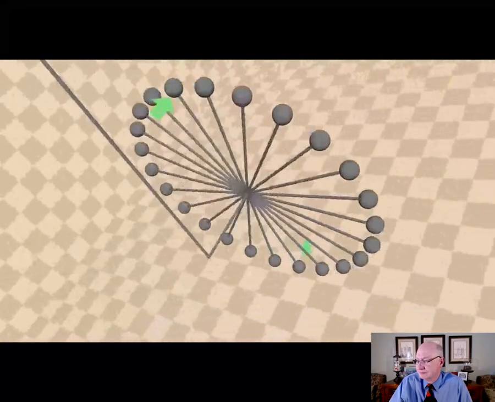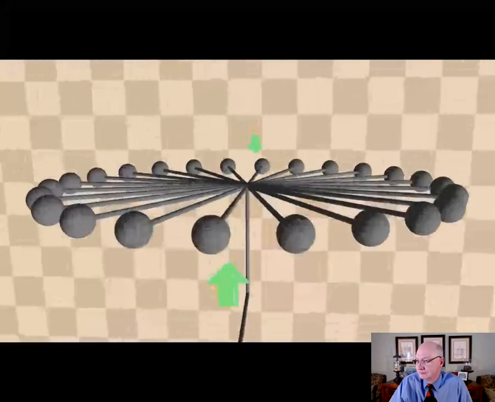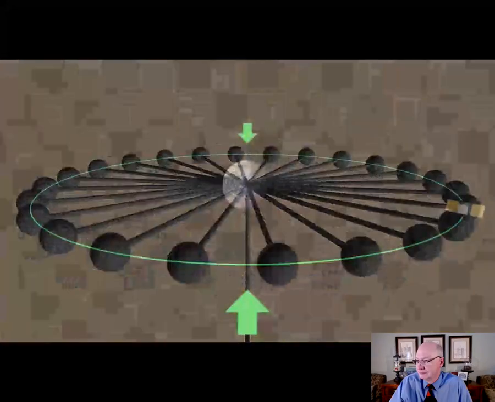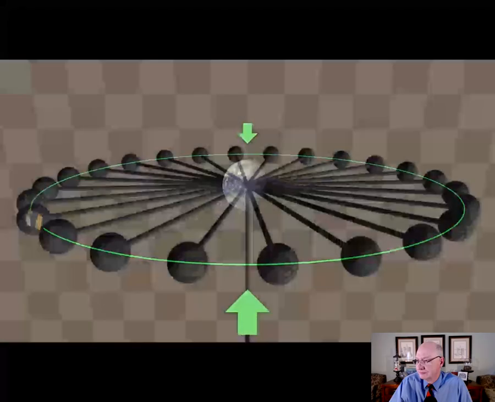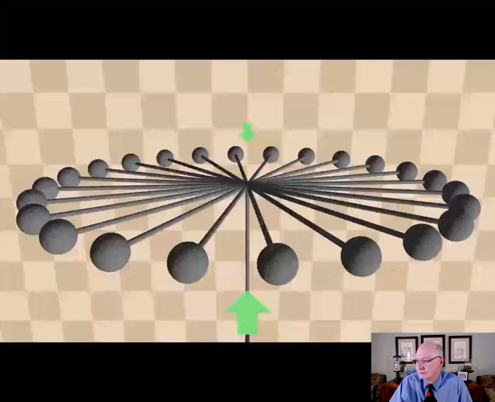Now, we shift our point of view to look at the wheel from above. Does this scene look familiar now? It looks just like our orbiting satellite, except instead of just one satellite, we've got a whole bunch in the same orbit. But once again, this makes no difference.